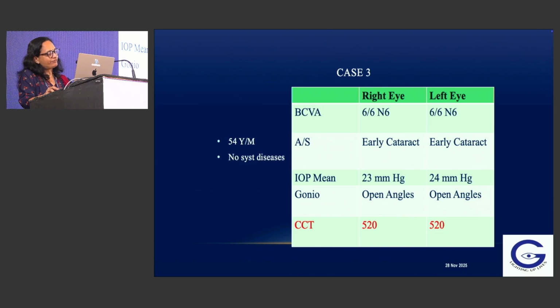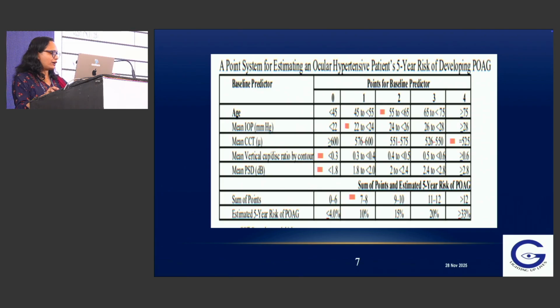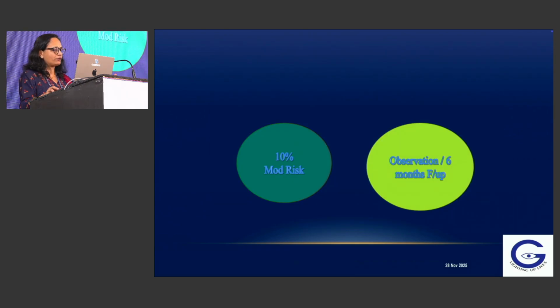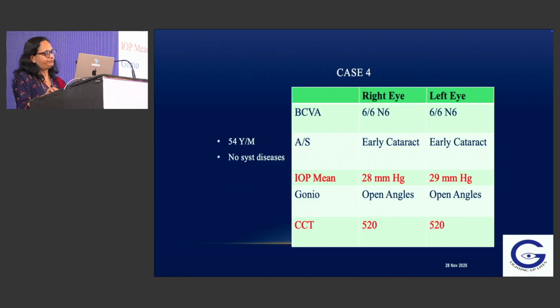Case 3, it is a 54-year-old male, no systemic disease, and the pressure is 23 and 24, and the central corneal thickness is 520. So the cornea is slightly on the thinner side. Here again, the point comes up as 7, so the risk is about moderate. So here, since the pressures are also slightly lower, you can observe, and 6-monthly follow-up should be enough.